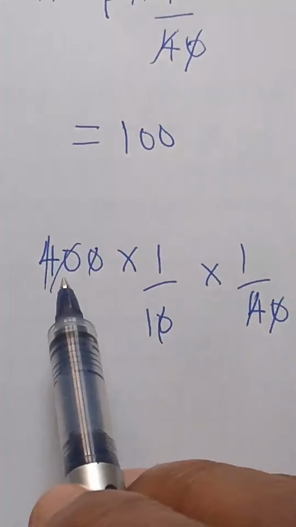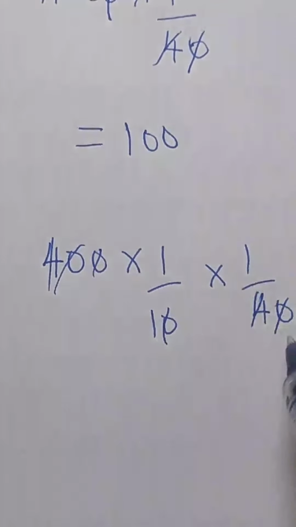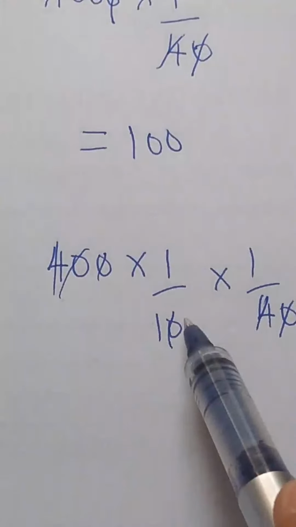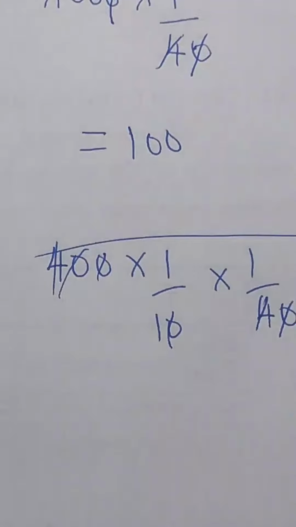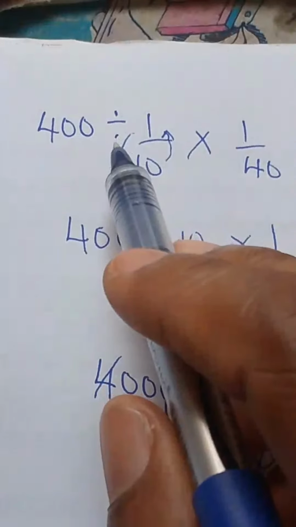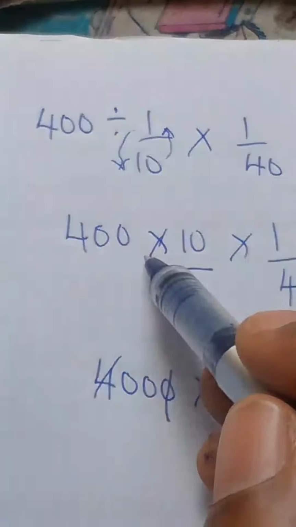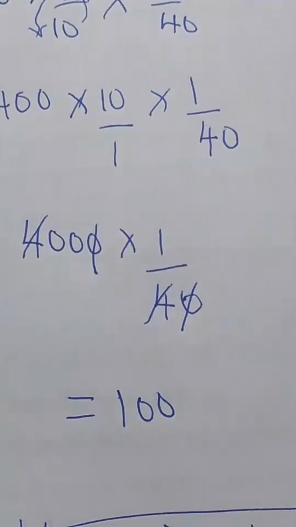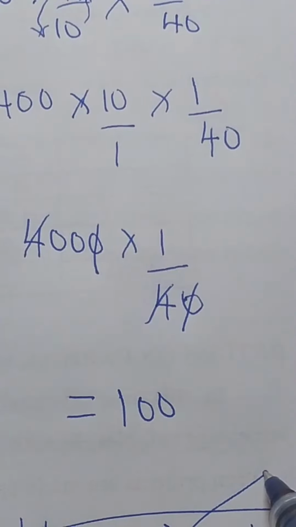If it was 400 times 1 over 10 times 1 over 40, 0 will cancel, 4 will cancel, 10 will cancel, I have 1. In this case is where you get 1, because they are all multiplying through, but here is division. So whenever you're dividing, you change to multiplication and flip. So the correct answer is 100. Please take note of that. The answer is 100 and not 1.